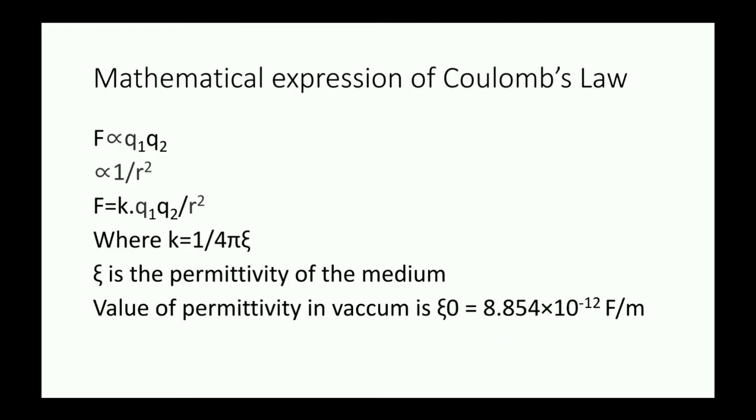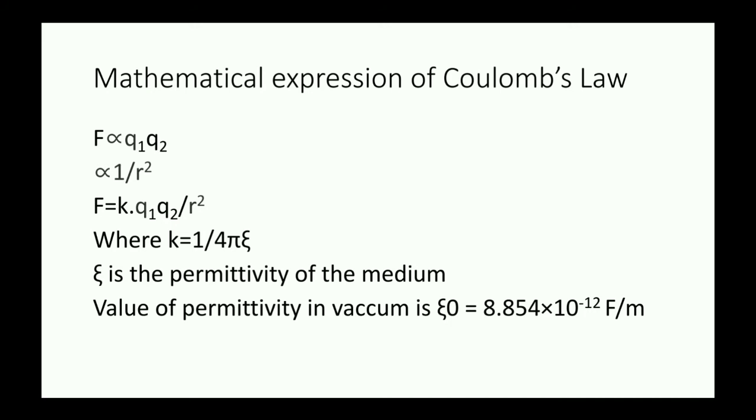So let's talk about some mathematical expressions of this Coulomb's law. The force acting between two charges q1 and q2 is proportional to q1 times q2, and it is also proportional to 1 by r square. So if we combine these two with the help of a proportionality constant, we will get F equal to k times q1 q2 by r square, where this k is the proportionality constant and its value is given by 1 by 4 pi epsilon.